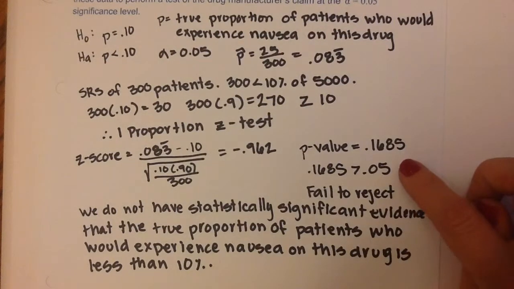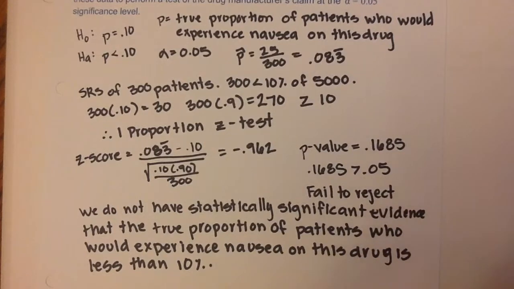Then to judge that, I'm judging it against the alpha level of 0.05. Because 0.1685 is greater than 0.05, I need to fail to reject, and I'm writing my conclusion in context. We do not have statistically significant evidence that the true proportion of patients who would experience nausea on this drug is less than 10%. So that is all the work you would want to show to get full credit for this test of significance.